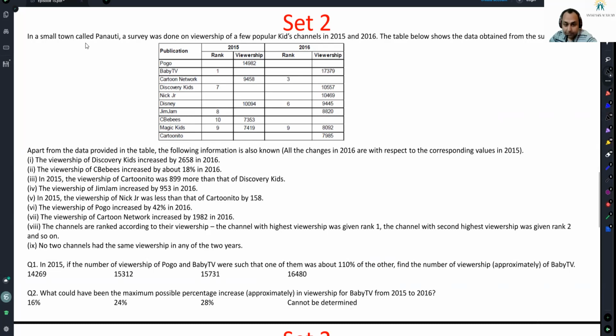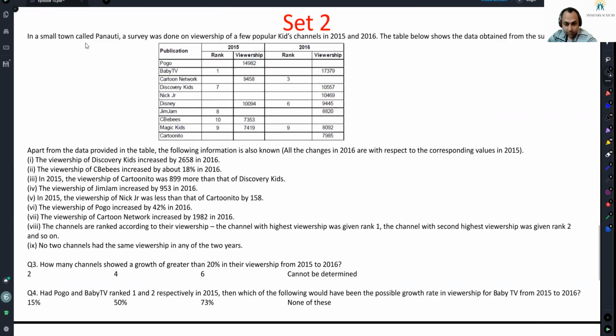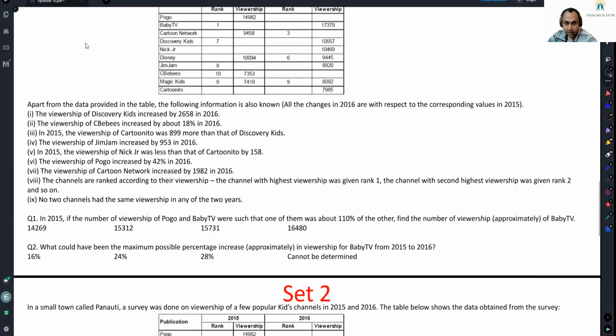By looking at the subparts of the question, do we need precise values or do we need approximate values? If we need precise values, then our life is difficult. If we need approximate values, then maybe we can work our way forward. Okay. Let's see.